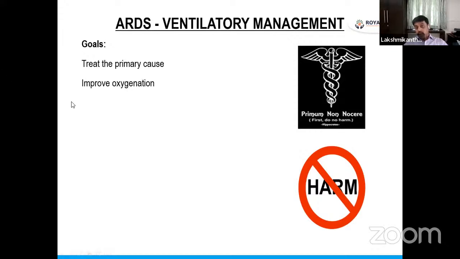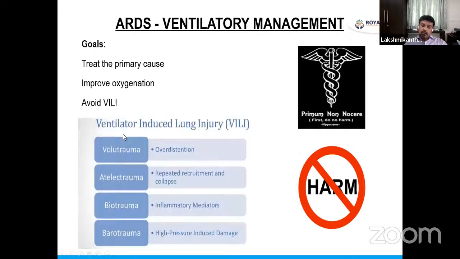So what are the side effects of mechanical ventilation that we need to be very, very careful to avoid? It is ventilator-induced lung injury. So the third most important goal of your ARDS ventilatory management is to avoid this ventilator-induced lung injury. What is this ventilator-induced lung injury? Mechanically ventilating the patient can cause volutrauma, atelectrauma, biotrauma, and barotrauma.